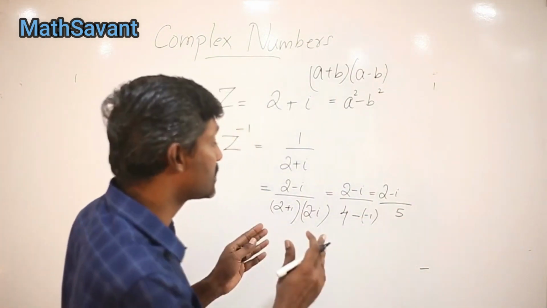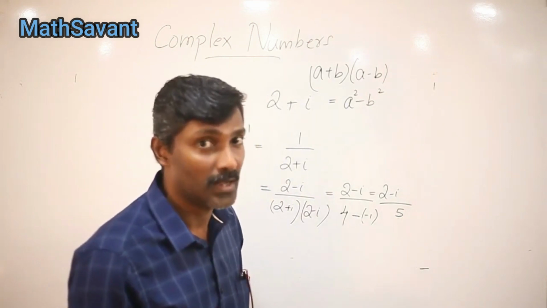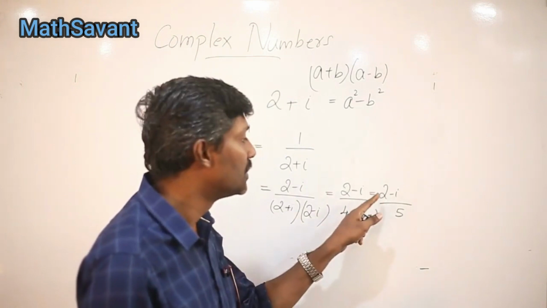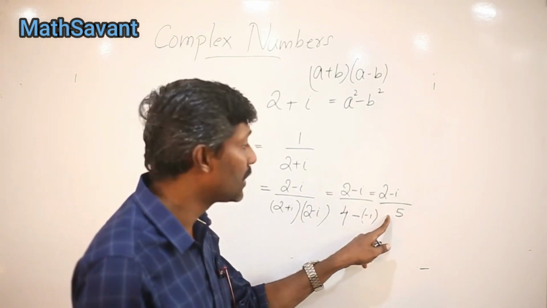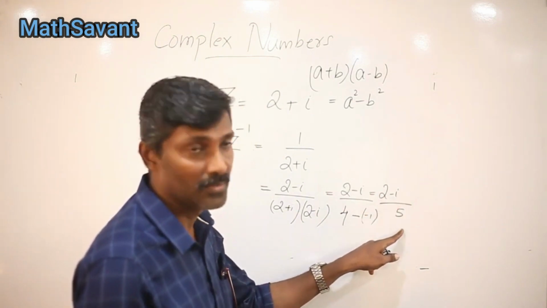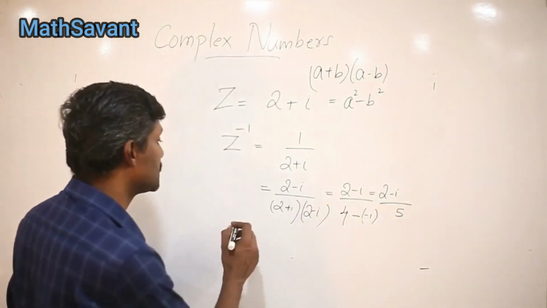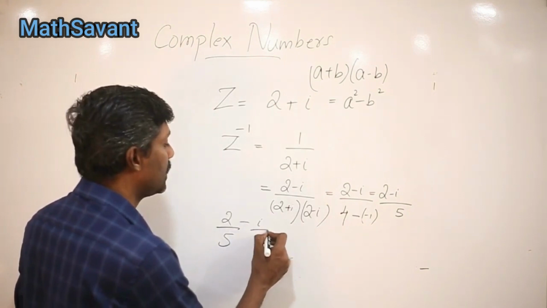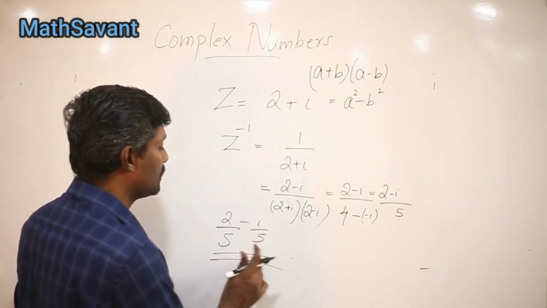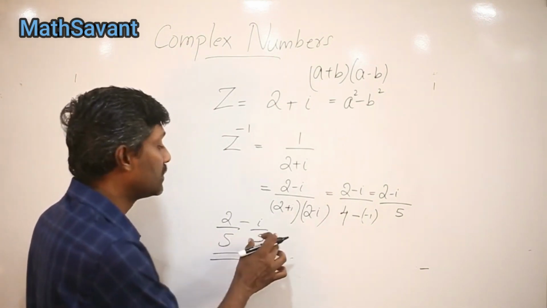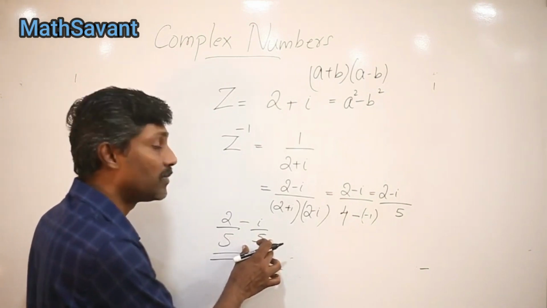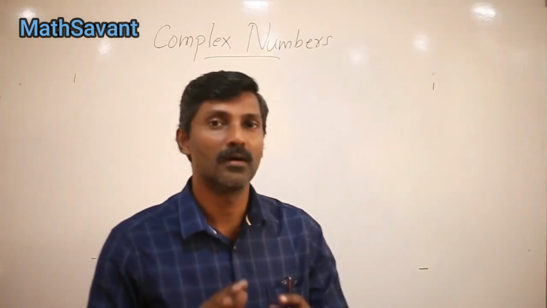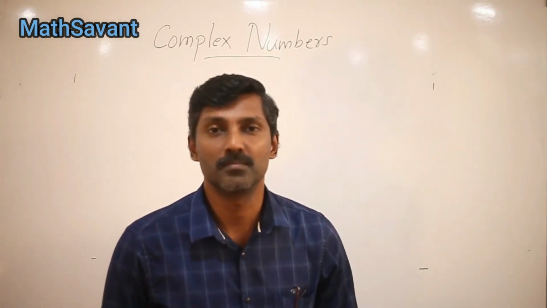Now I have to express this in the form a plus ib. Just divide separately: 2 divided by 5 and minus i divided by 5. And that will give you the final answer. So this will come as 2 divided by 5 minus i divided by 5. Now this is the real part, 2 by 5, and this is the imaginary part, which is minus 1 by 5. Alright, so we have learned many things in complex numbers.